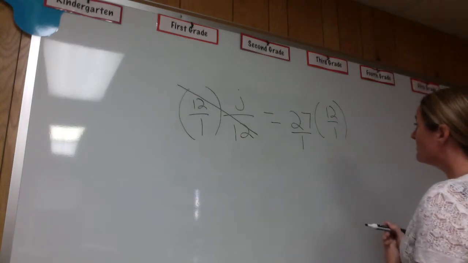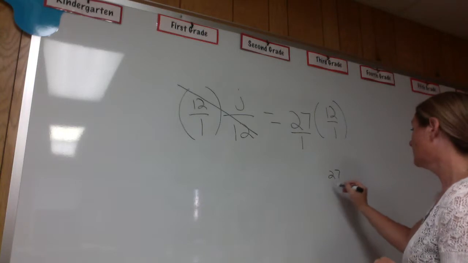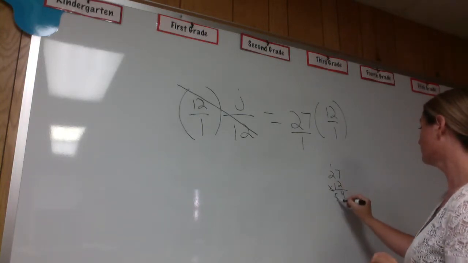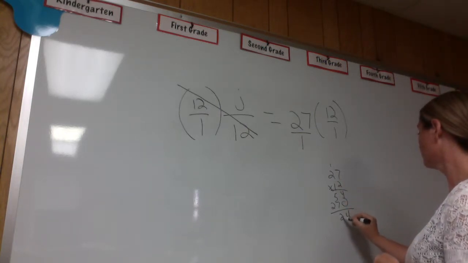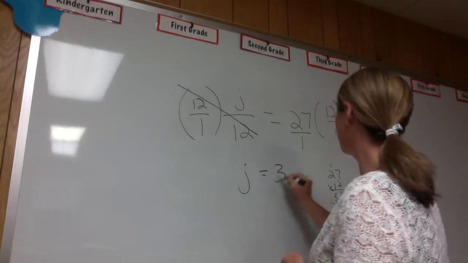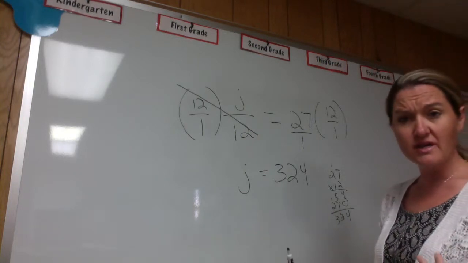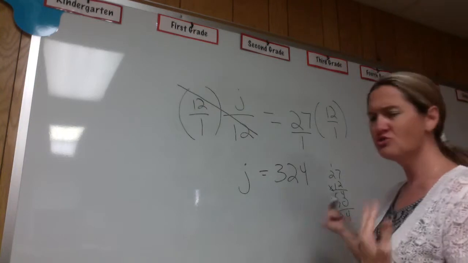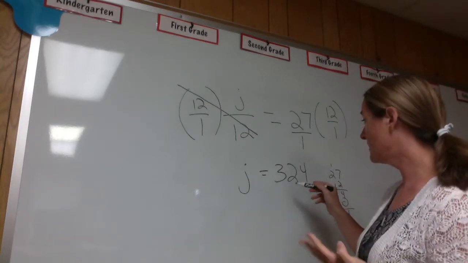So now my problem is basically 27 times 12, which I'm going to have to work out because I don't know that. That leaves me with j is equal to 324. And the cool thing about algebra is you should really never miss a problem because it's super easy to check your answer. I want to double check I'm right.